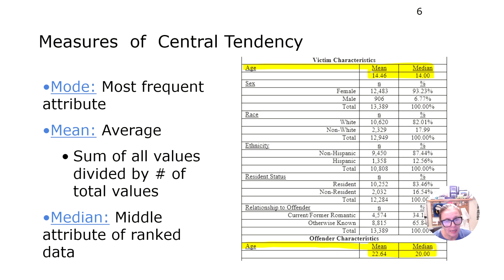We can calculate the average, which in this data set, the average age was 14.46, and the median, just as many were above as were below, is 14. Notice for offenders, the average is 22.6 and the median is 20. The reason the average offender age is older is that the offender ages in this data set range from 12 to 80 plus, and the victim ages only range from 12 to 18.